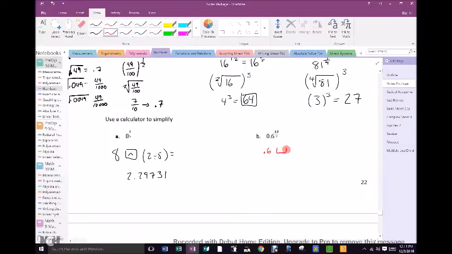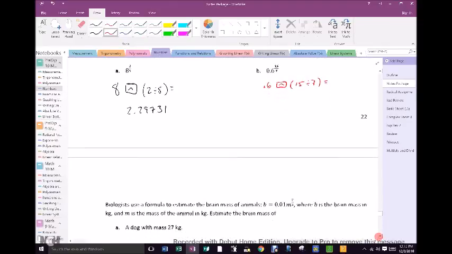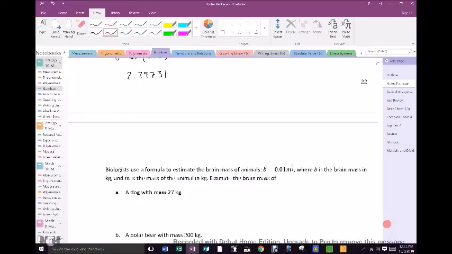0.6 exponent bracket 15 divided by 7 bracket equals. And you get another big yucky number. Everybody good? Okay. So now I'm done with all the exponent laws.